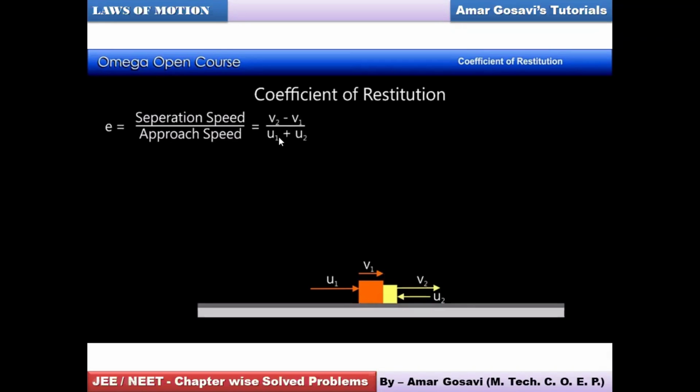Now, what has happened in the denominator, friends? You can see it has become u1 plus u2 instead of u1 minus u2. This is something to be understood. It was u1 minus u2 only, but u1 you are considering positive. Why? Because check out the arrow; it's moving towards the positive x-axis. But what about u2? It's moving towards the negative x-axis. Therefore, it has to be taken negative. So u1 minus of u2 has become u1 plus u2.